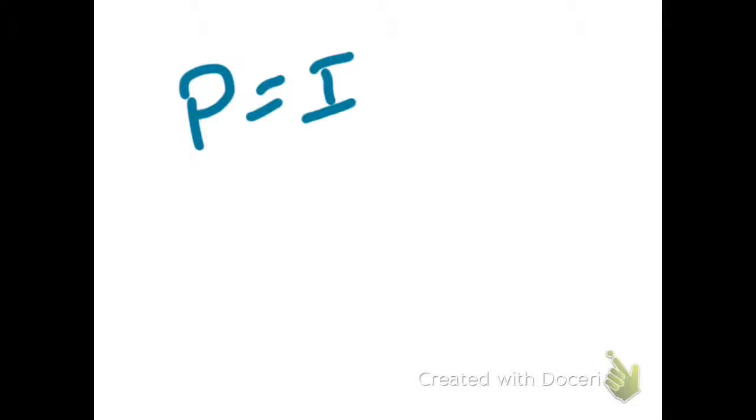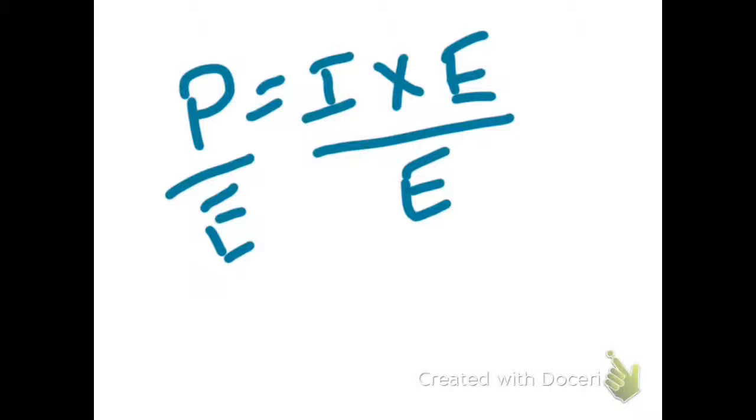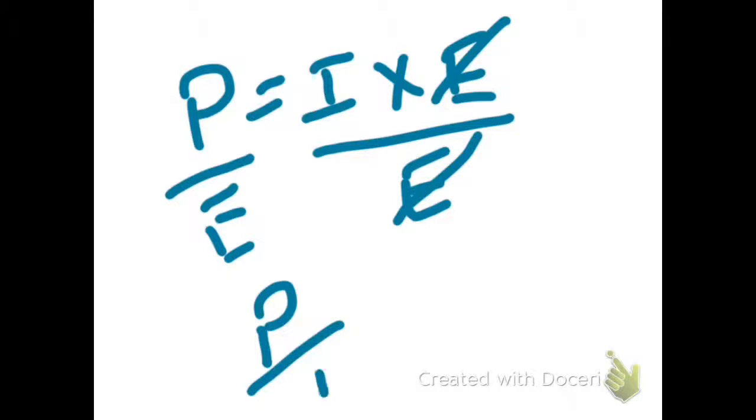We can also use this formula to solve for current. So we'll start out with P equals I times E. We'll divide each side by E. These two E's over on this side will cancel each other out. We'll end up with P over E equals I. So now we can find current if we have the power rating of an object and its voltage.